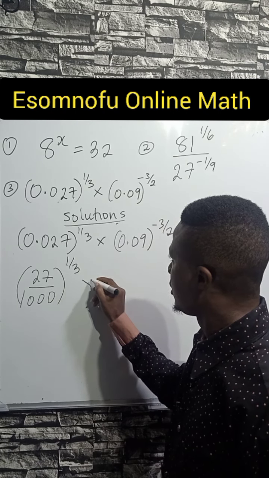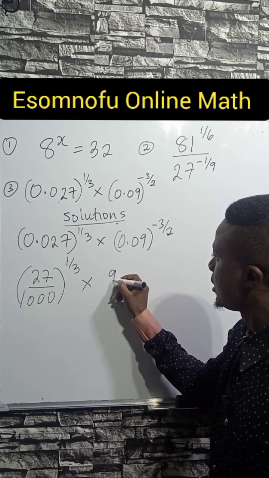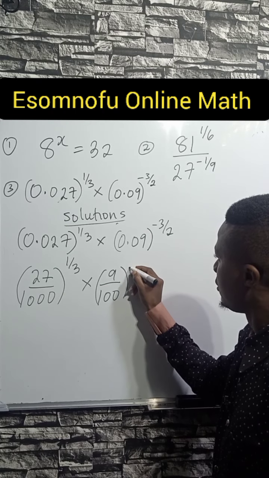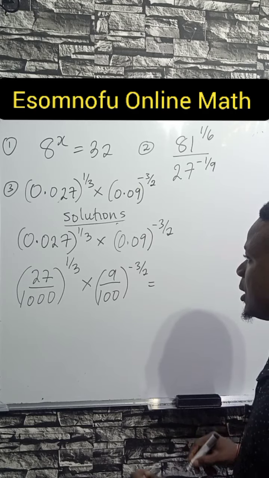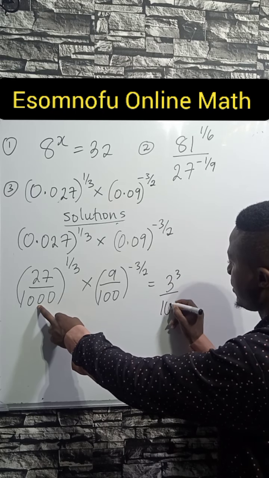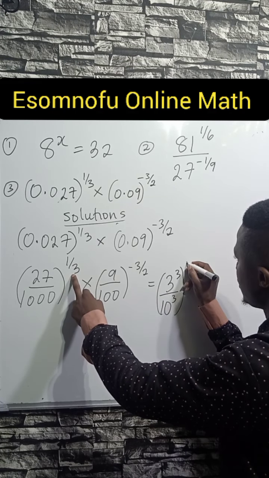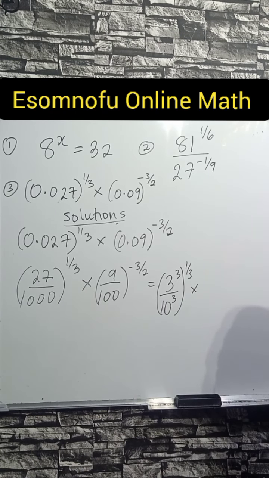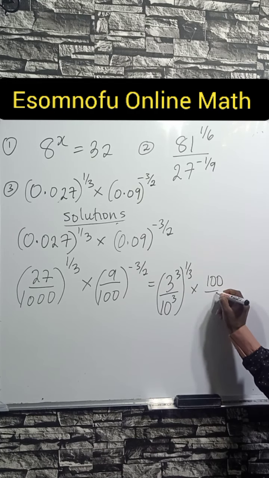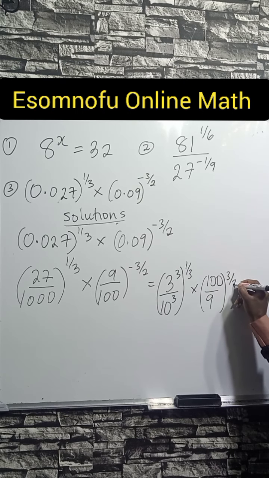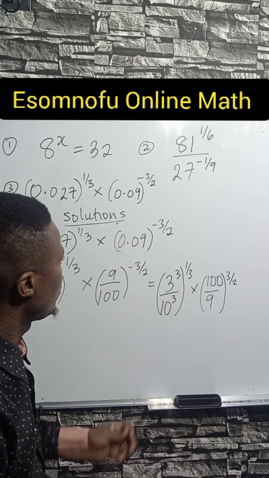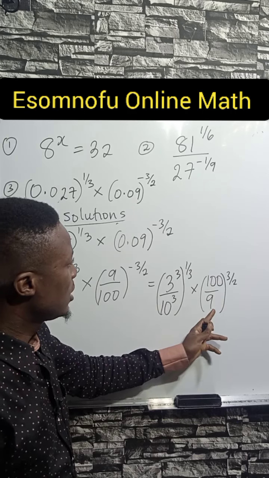Then raised to the power of 1 over 3, times the digit here, which is 9, all over 100, since the number of decimal places is 1, 2. So you shall have 9 over 100 to the power of negative 3 over 2. This is the same thing as 27 can be written as 3 power 3, all over 1000, which can be written as 10 power 3. Then everything raised to the power of 1 over 3, times, when the power is negative, you can reverse the fraction. So we shall have 100 over 9, then raised to the power of 3 over 2. The essence of reversing the fraction is to negate the negative so that it will be positive. So we've turned 9 over 100 into 100 over 9.